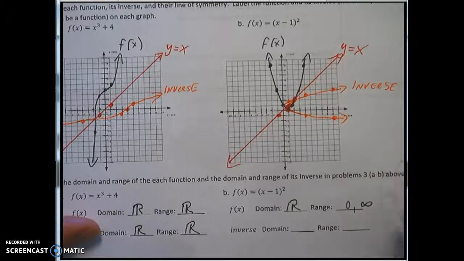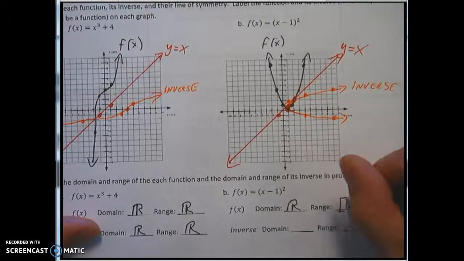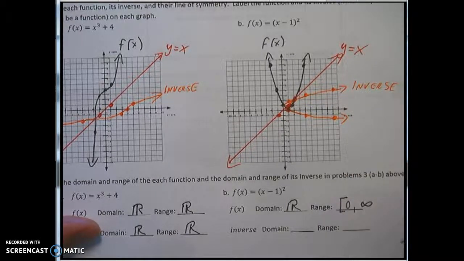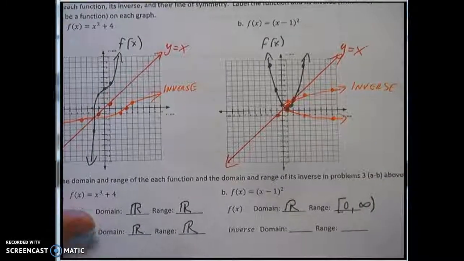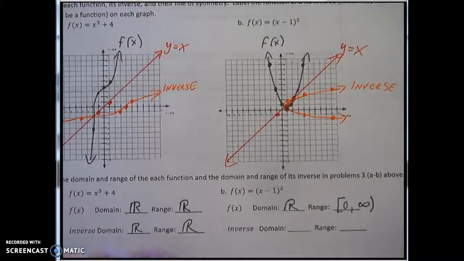Now I'm going to use interval notation. You use a square bracket when it actually touches that point, so it actually touches 0. It approaches infinity but never quite gets there. Therefore, we use a parentheses there.